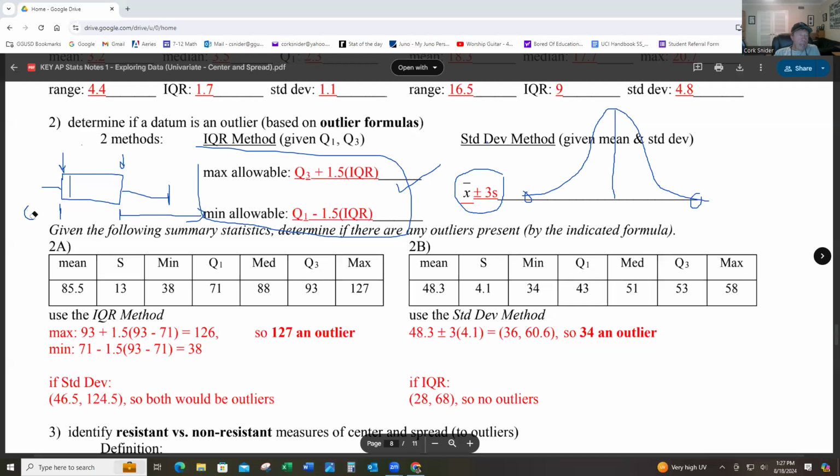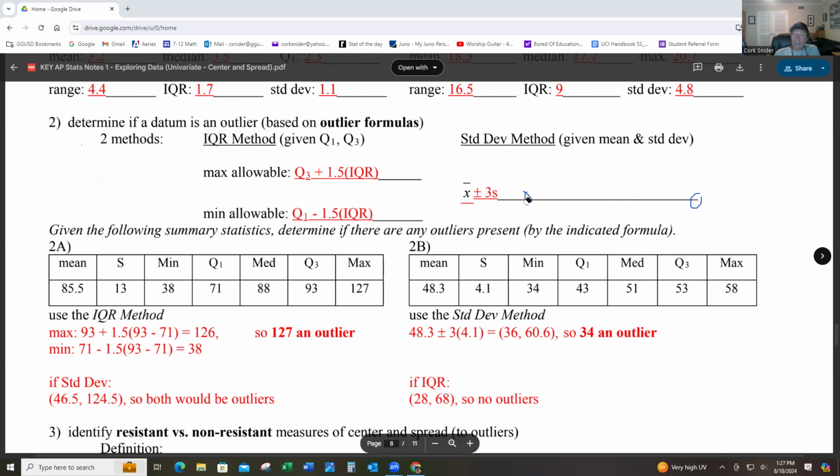And what will happen on the AP test is they will say things like, are there any outliers? Justify your answer. And justifying your answer, all that means is show your work, show one of the formulas and put it in. And we're going to do that here. So if they ask that particular question, okay, here we go.